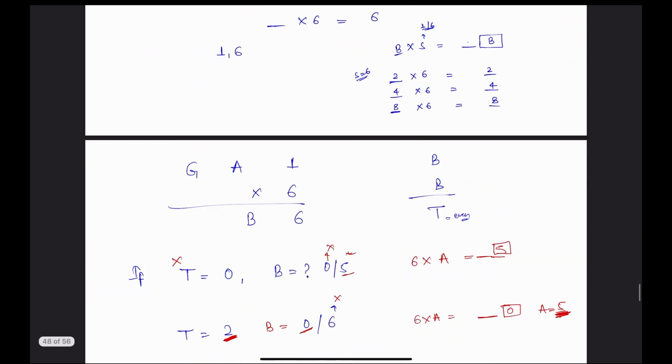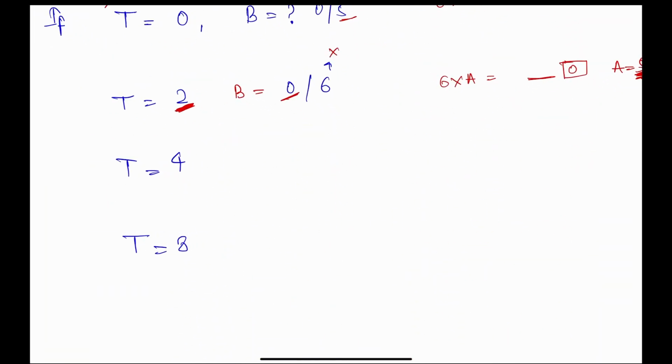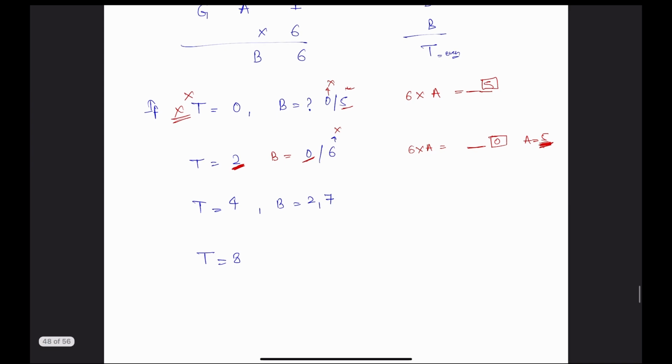It's a possibility. Let's see if T is... it's a possibility. It can be possible, but this cannot be possible. If T is 4, then what are the possible values of D? Either 2 or 7, or I suppose 6.